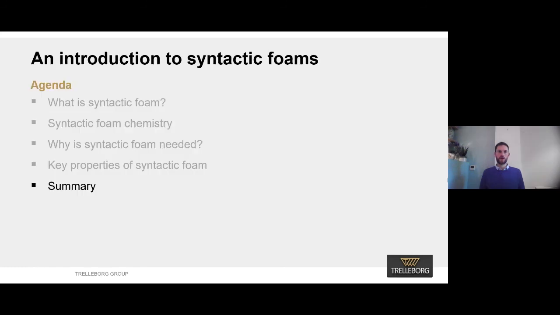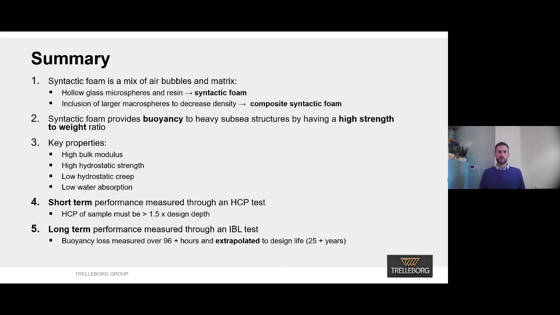So finally, to summarise, today we discussed syntactic foam and what it's made from, and that it's a mixture of air bubbles and a matrix to form a syntactic foam. We then include larger macro spheres to decrease the density further, and this is called a composite syntactic foam. We looked at what we use it for, so syntactic foam provides buoyancy to heavy subsea structures by typically having a high strength to weight ratio.